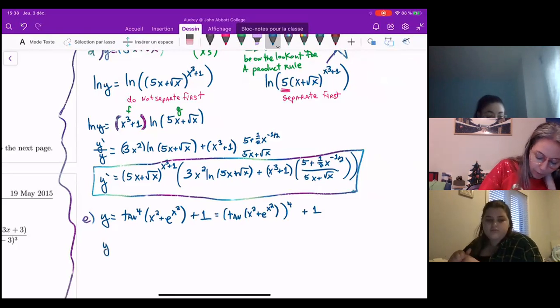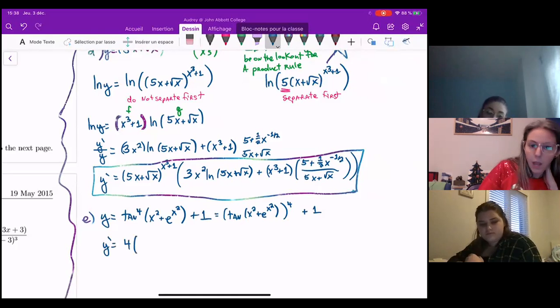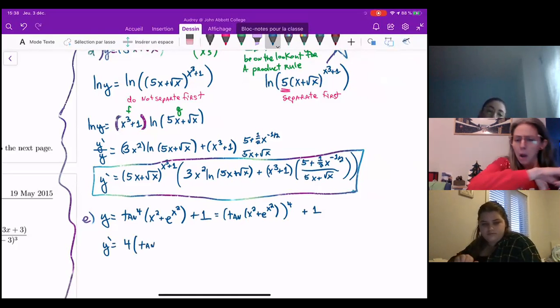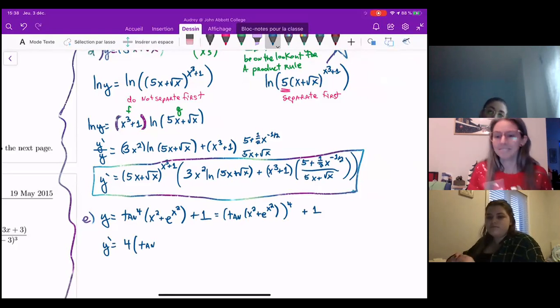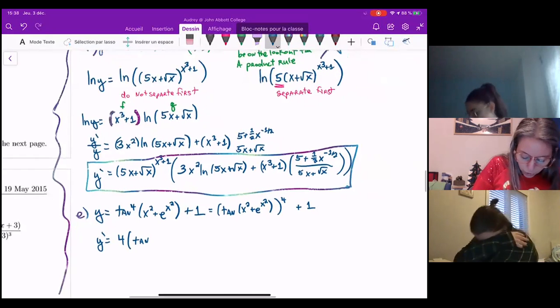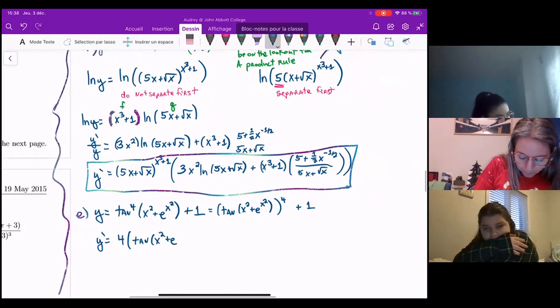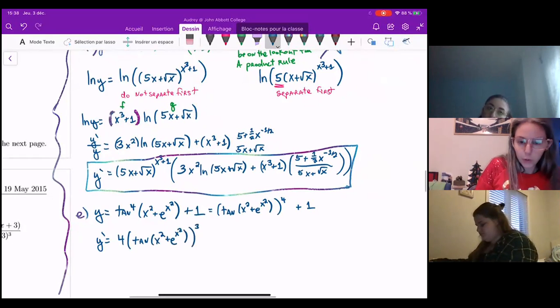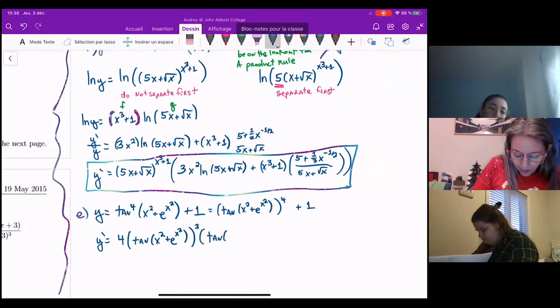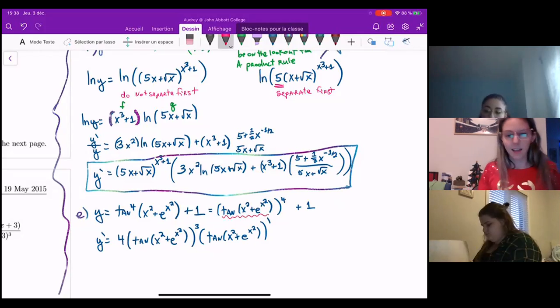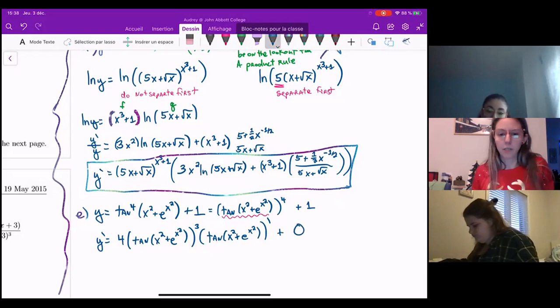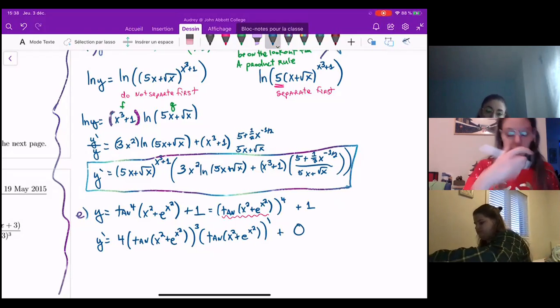So now I'm going to have y prime. I bring the 4 to the front. I don't touch what's inside. Tangent of, don't touch what's inside, so x squared plus e to the x squared, cubed. And then I bring out that inside that I'm taking the derivative of. So in other words, my inside function here is that tangent. Then the derivative of 1 is just 0. So now I have plus 0. What's the derivative of tangent?